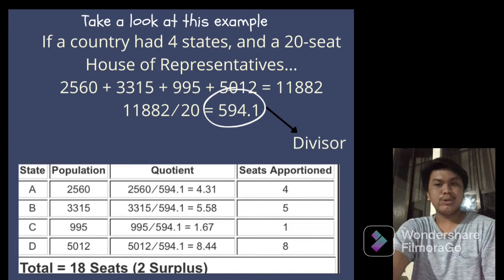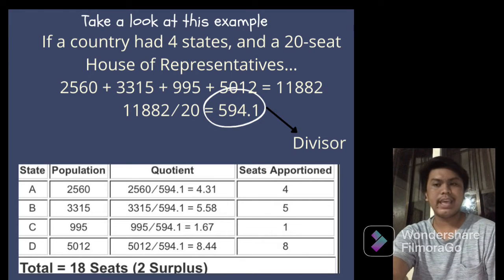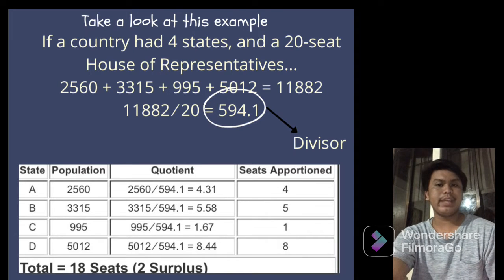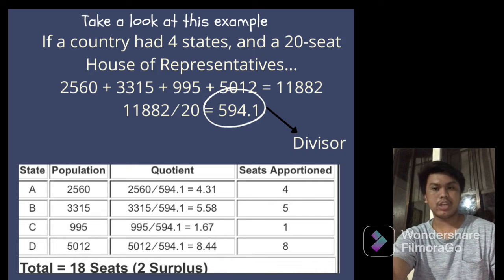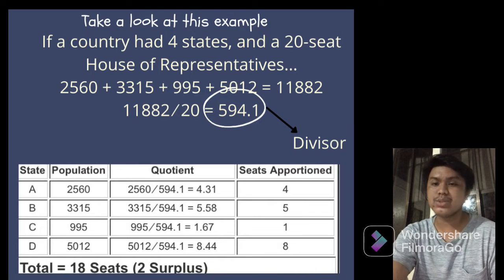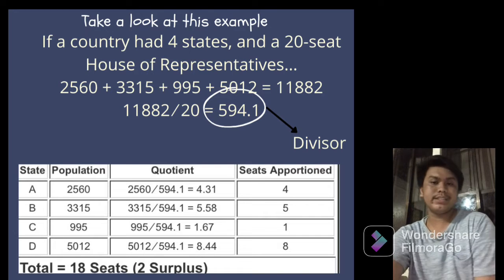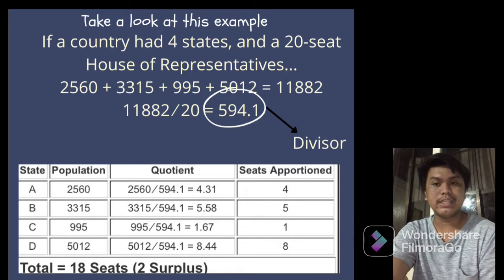Now, let's take a look at this example. Supposedly, if a country had 4 states and a 20-seat House of Representatives is available. So here we have states A, B, C, and D. So 4 states, and each state has a population. State A has 2,560. State B has 3,315. State C has 995. And state D has 5,012.